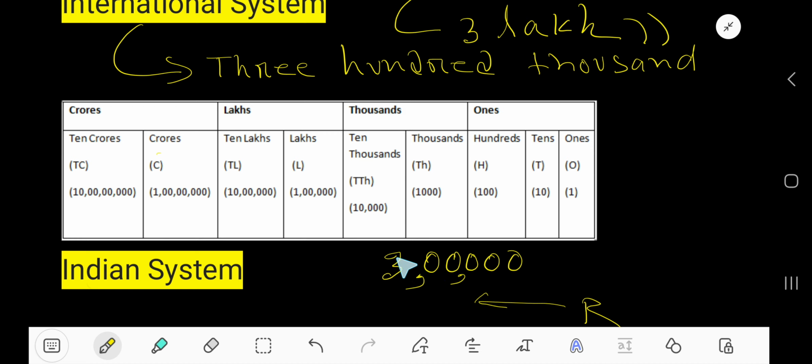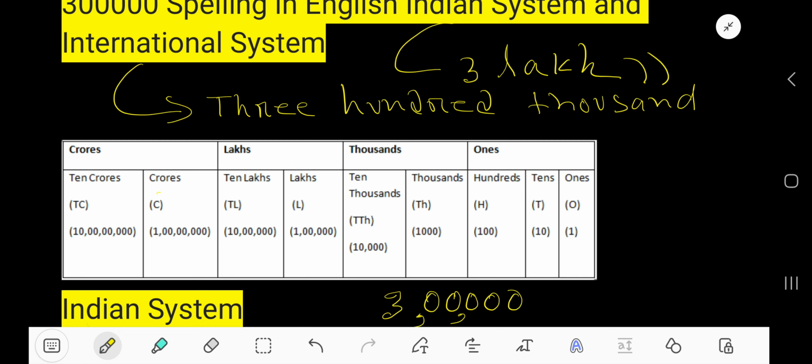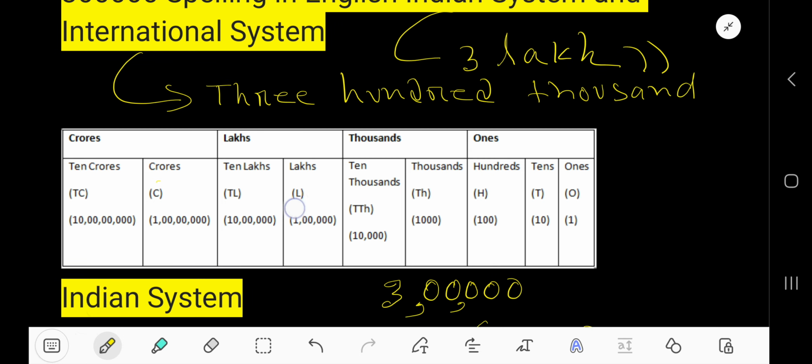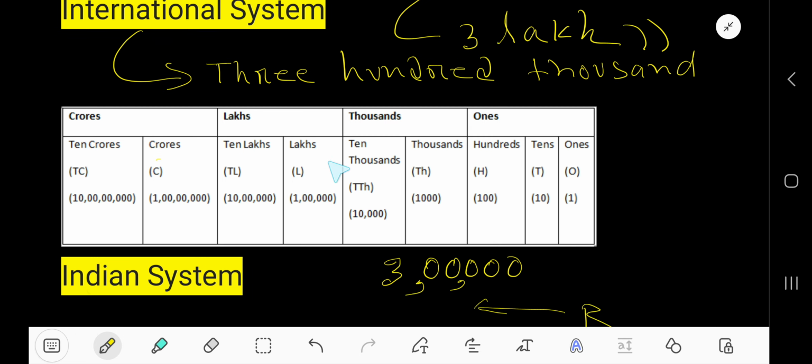In the lakhs period, we are getting the number 3. So we'll write 3, and the comma means this period name is lakh. So 3 lakh, it is easy.